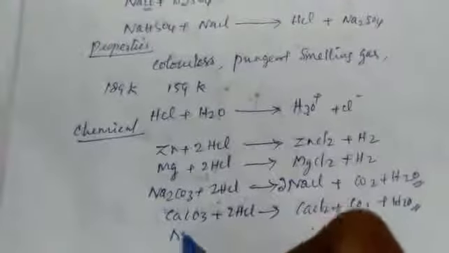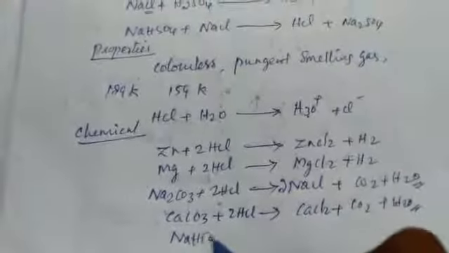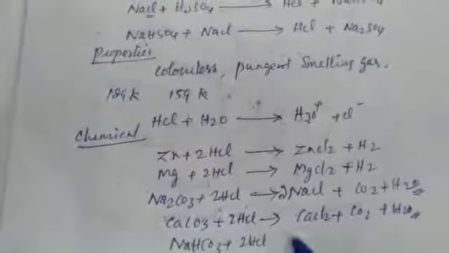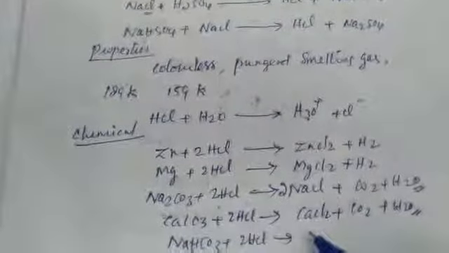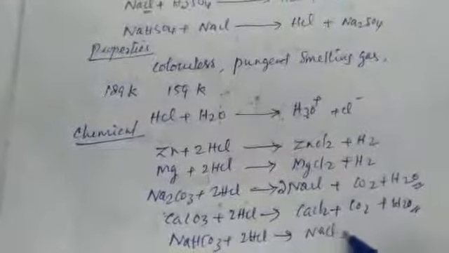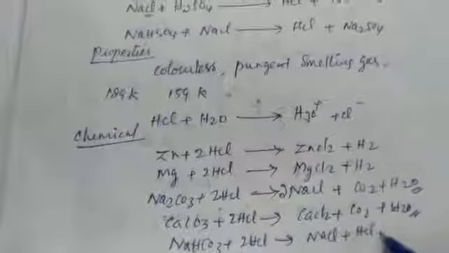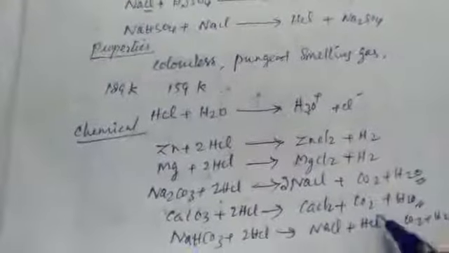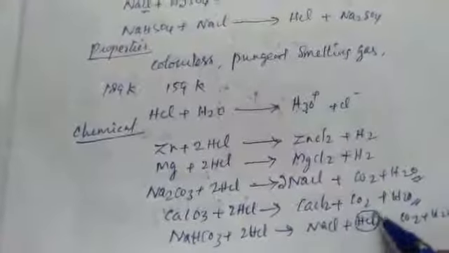Last one, sodium bicarbonate reacts with HCl. Here NaCl plus HCl plus CO2 plus H2O. The book does not give HCl, you have to add it.